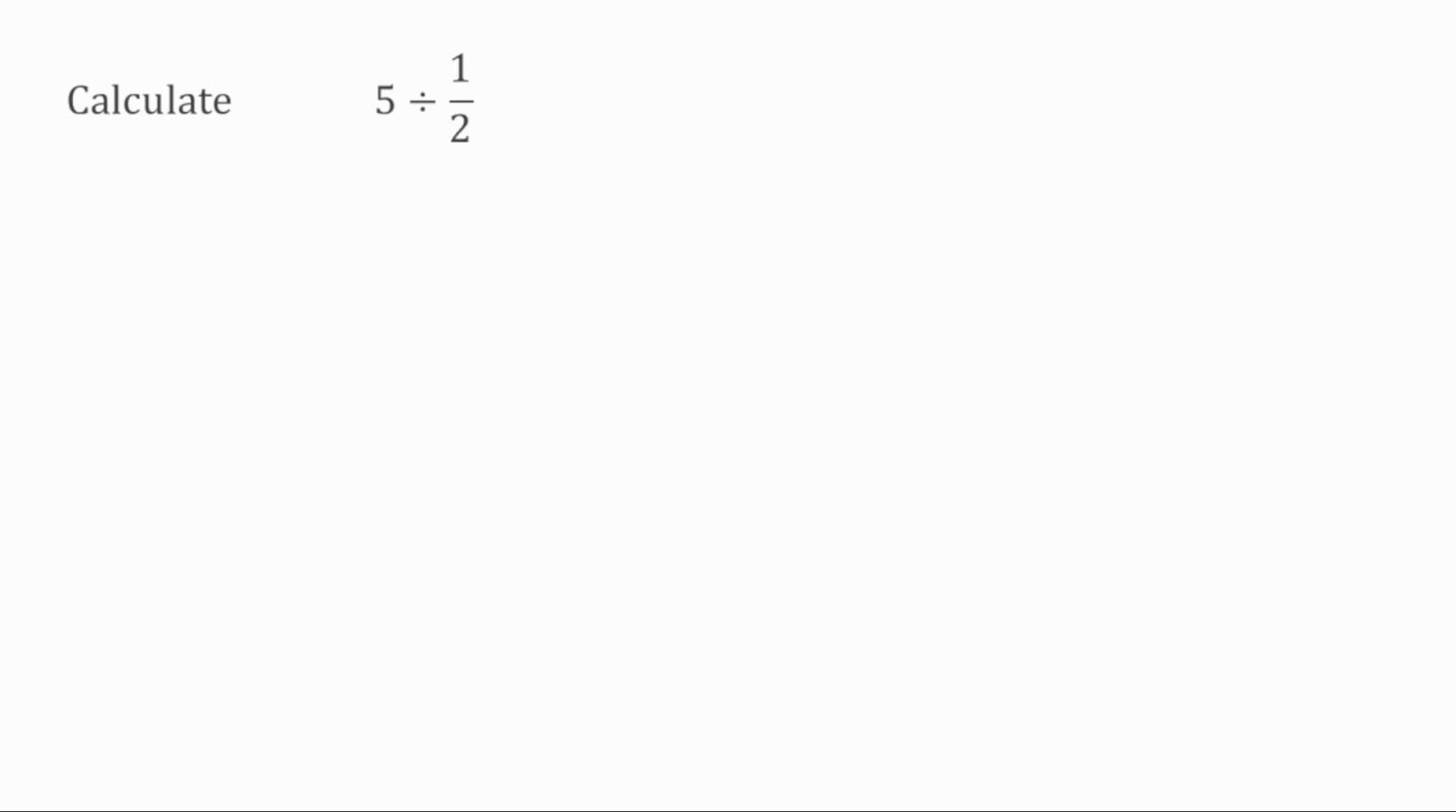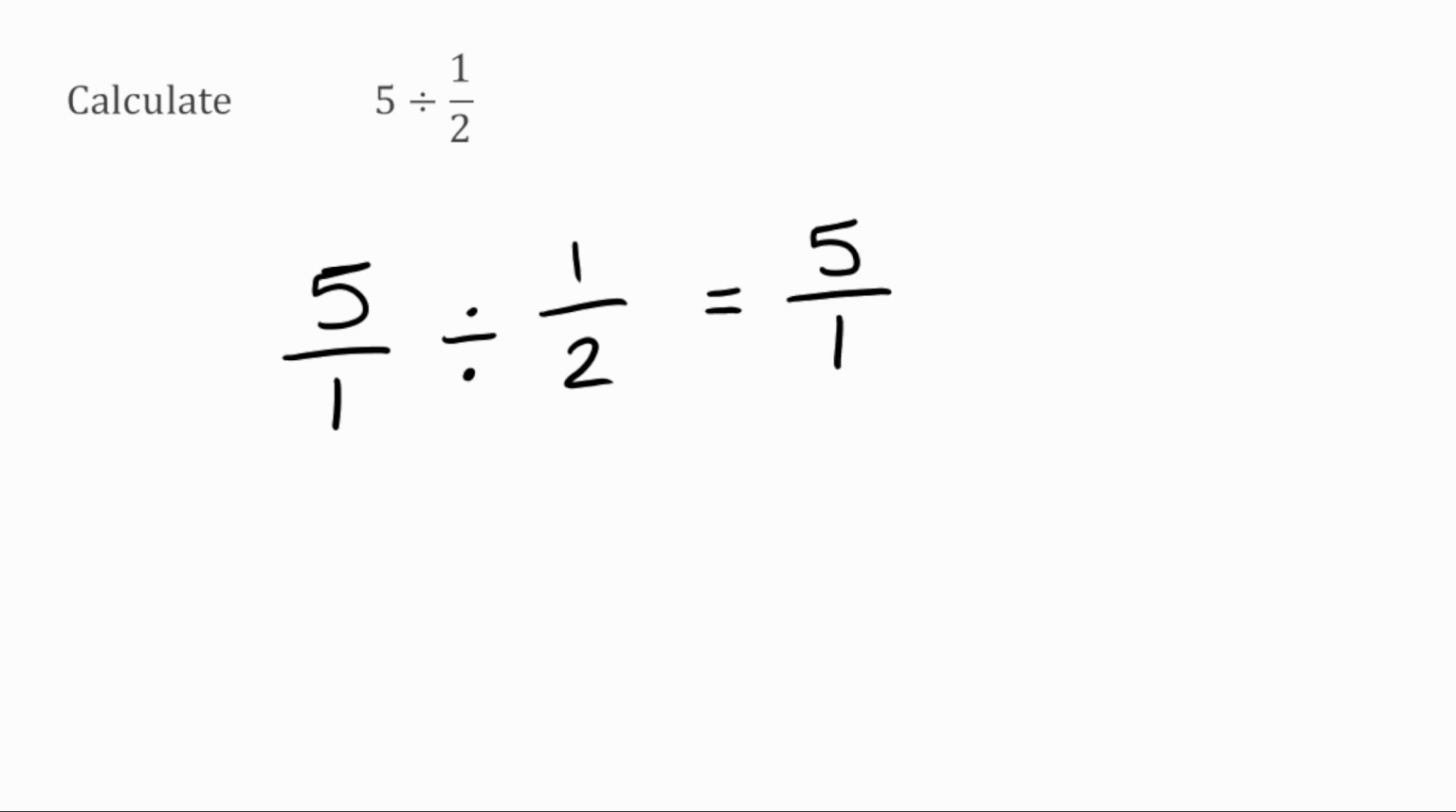So I can simply change that into 5 over 1, because that's still equal to 5, which then I'm going to divide by our 1 over 2. So now we've got our two fractions which we're dividing. We're going to apply our keep flip change method. So we're going to keep our 5 over 1. We're going to flip our 1 over 2, so it becomes 2 over 1. And then we change our divide to a multiply.